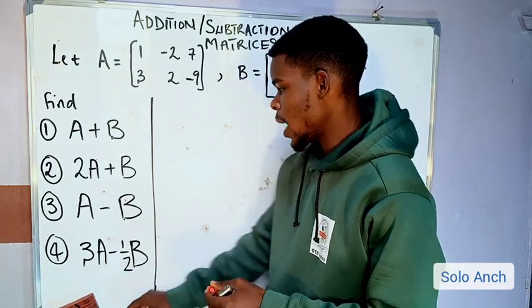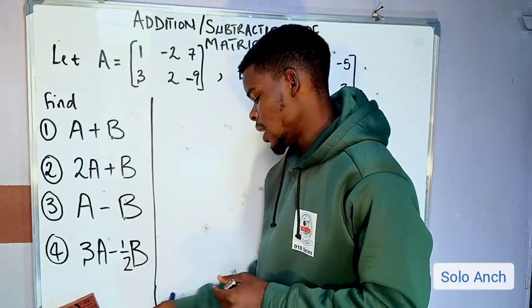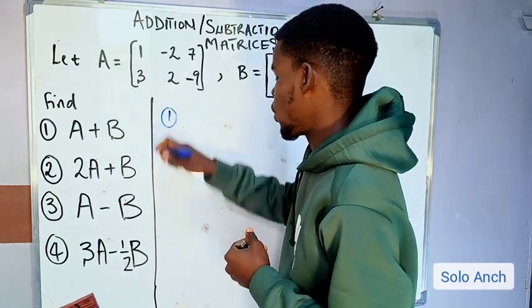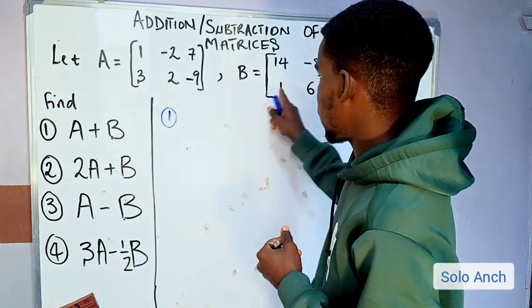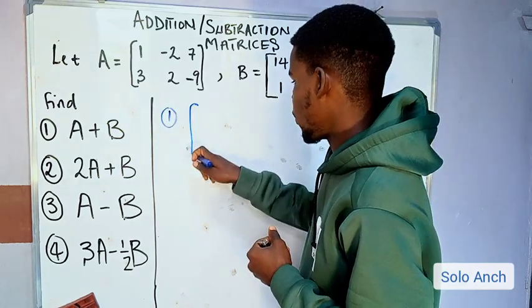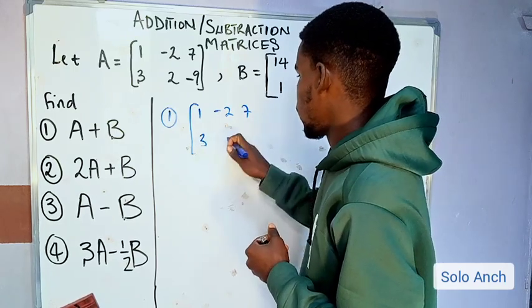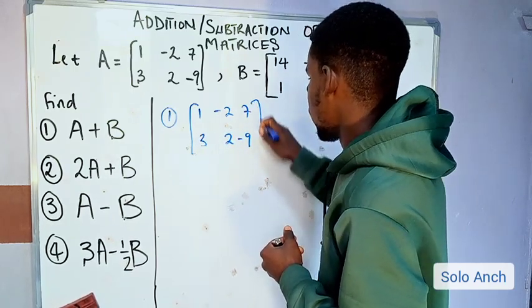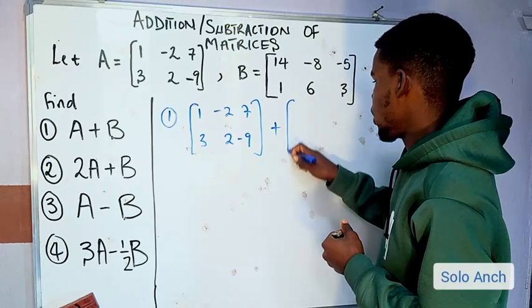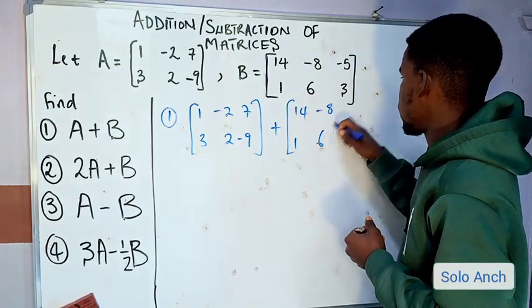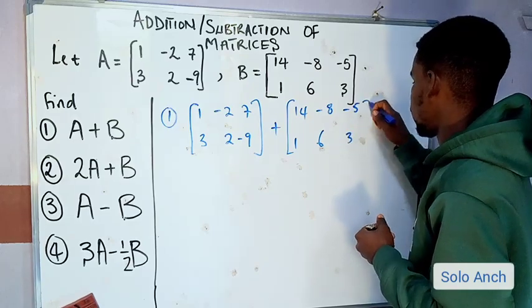We only have to add matrix A and B together. That's the first example. So let's put it out here. The first one, we want to add A and B together. Let me put it down. We have 1, -2, 7, 3, 2, -9. Then we have to add it to matrix B, which we can call 14, 1, -8, 6, -5, 3.